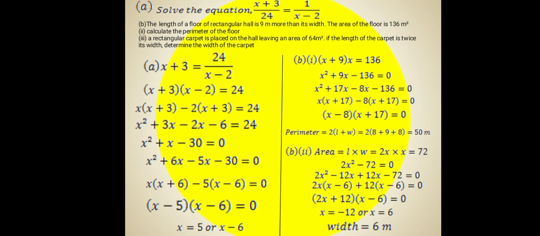B part 2, we have been asked, a rectangular carpet is placed on the hall, leaving an area of 64 meters square. If the length of the carpet is twice its width, determine the width of the carpet. Now we know area is length times width. Now if the width is x and the length is twice the width, the length will be 2x. So 2x times x, we get an area of 72.